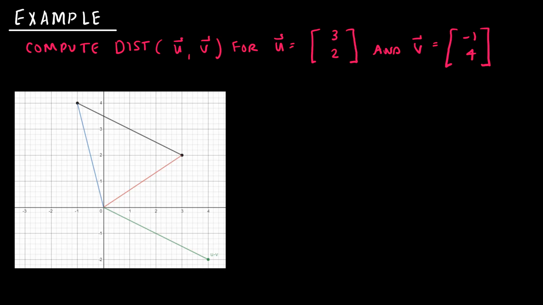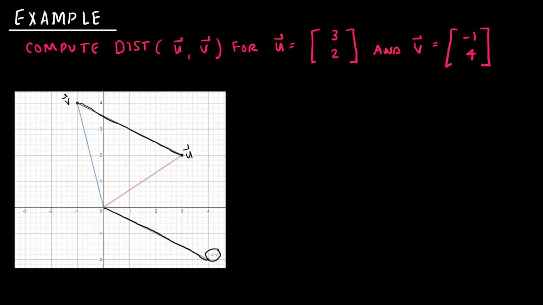So let's do an example. We're trying to compute the distance between vectors u and v. For u is (3, 2), this guy is u, and v is (negative 1, 4), so this guy is v. I've also labeled u minus v. Essentially I'm trying to find this distance in black, which is what we're asked to find, the distance between u and v. But that corresponds to this distance in green.